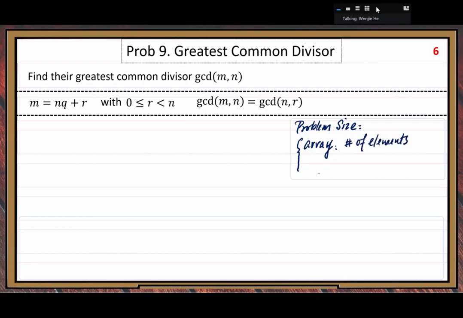But there is another meaning. Our input is just one number, one integer. In this case, it's the magnitude. So it's different. The example is prime factorization. So we have a good example for this case: prime factorization.